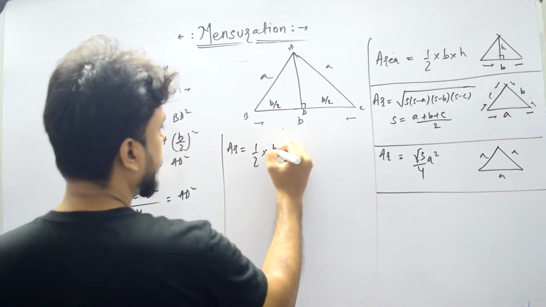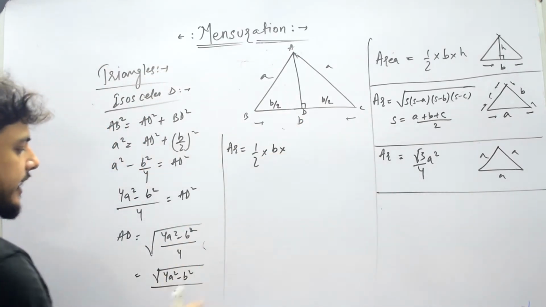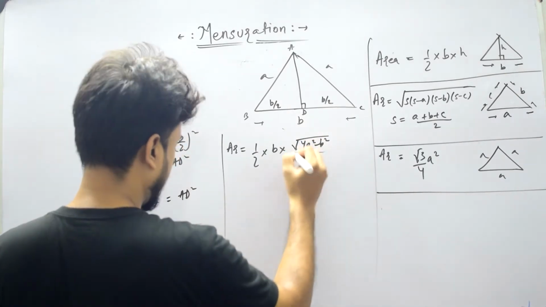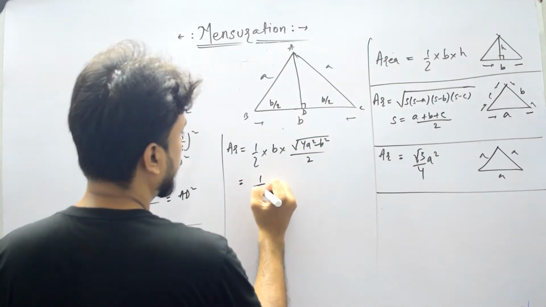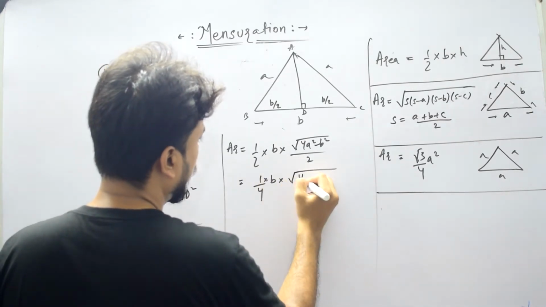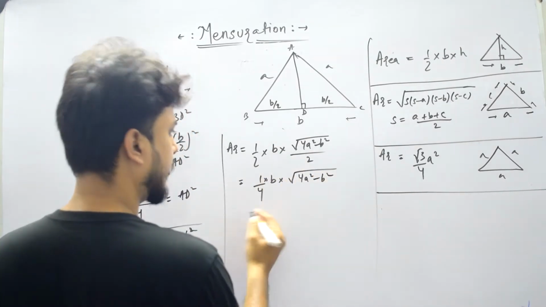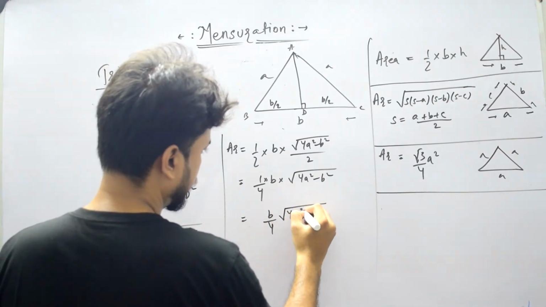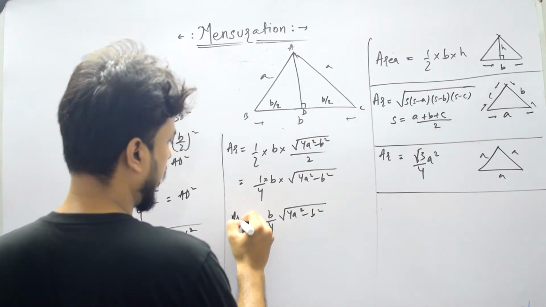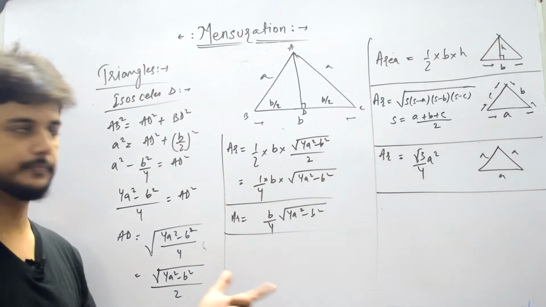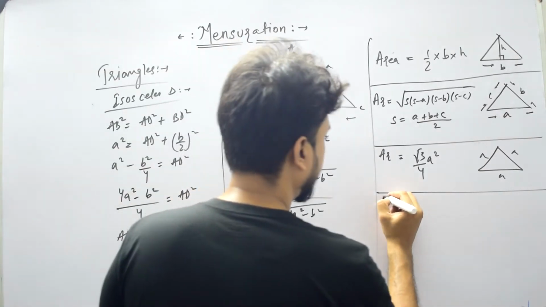Now base is b and height is this AD. AD is the height, that is root over 4a square minus b square by 2. So it becomes 1 by 4 b multiplied by root over 4a square minus b square. Or we can write b by 4 root over 4a square minus b square. So this is the area of an isosceles triangle. Understood? Now I'm writing the area here.